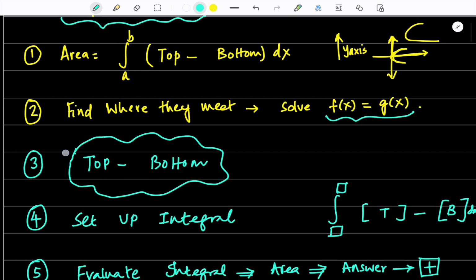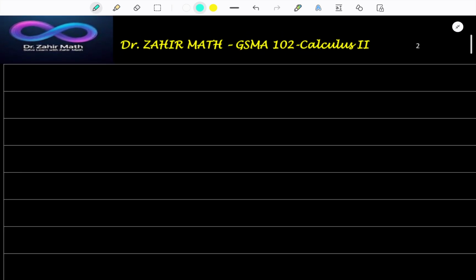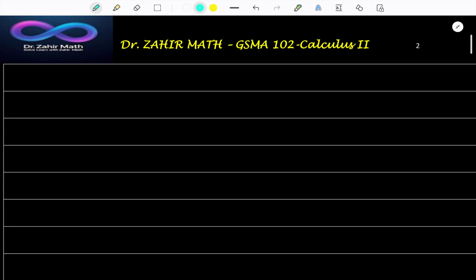Set up the integral and try to get the area by positive answer. The area should be positive. Okay, right. Before going to this exercise or the questions, let me explain a few curves which you already studied.